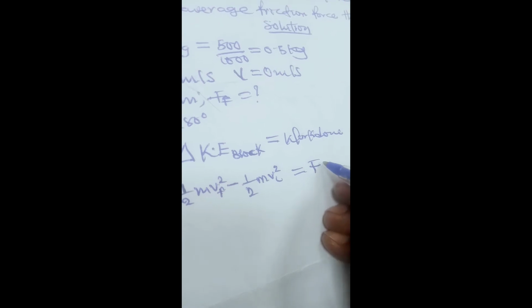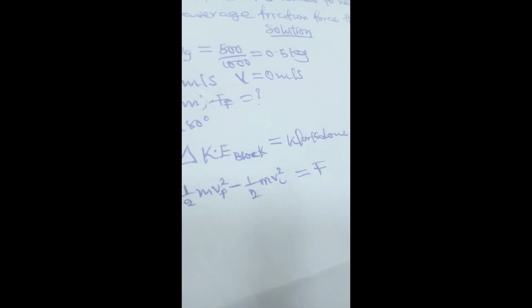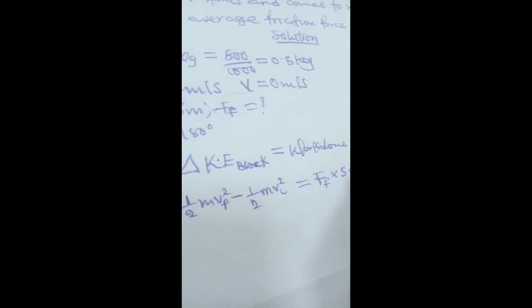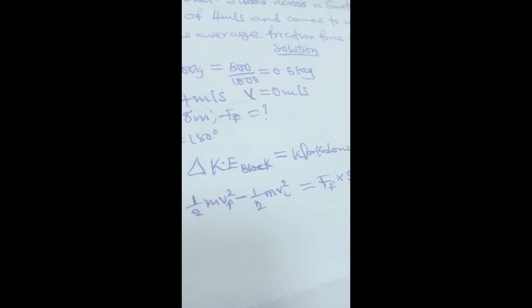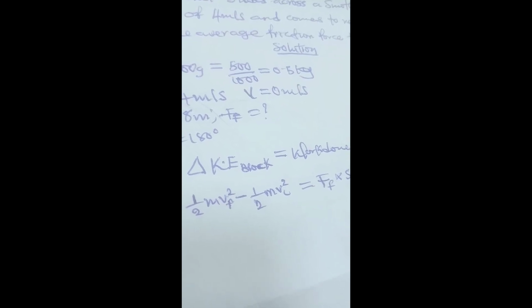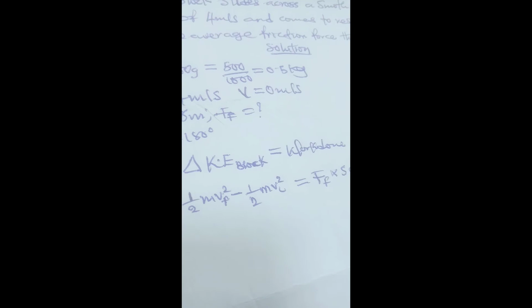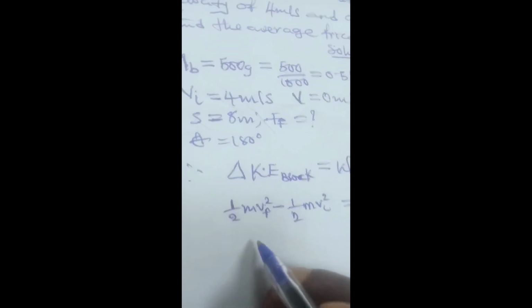Remember that this force here is the force of friction that acted on the block in order to bring the block to rest. So that's going to be F of friction times x cos theta, because there is an angle between the moving block and the opposing force. Since they are moving oppositely to one another, the angle is equal to 180 degrees.